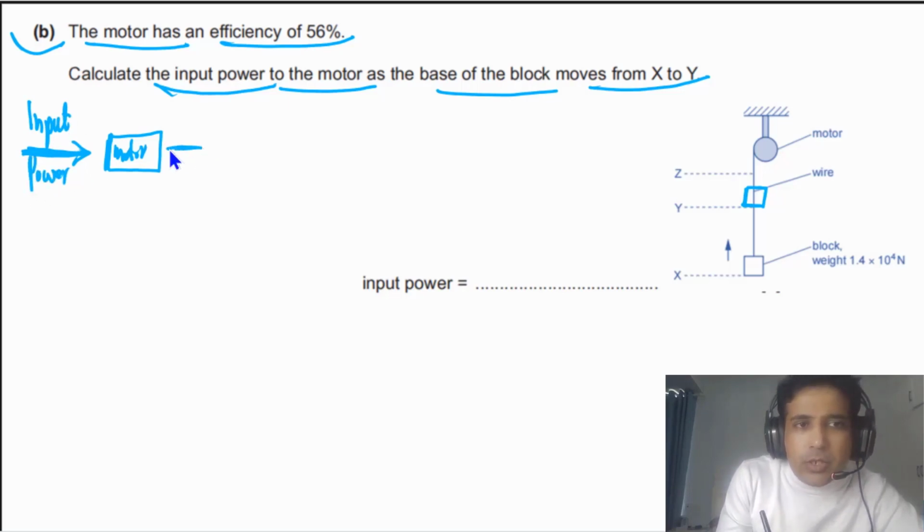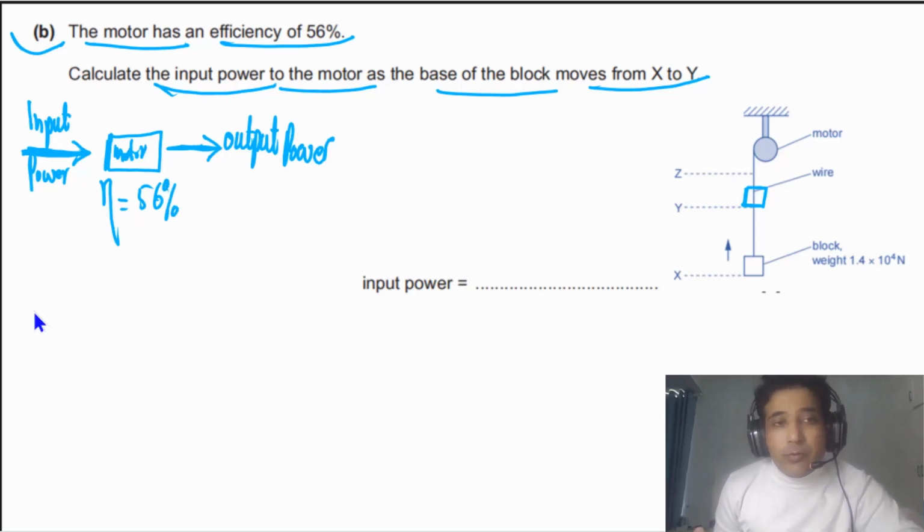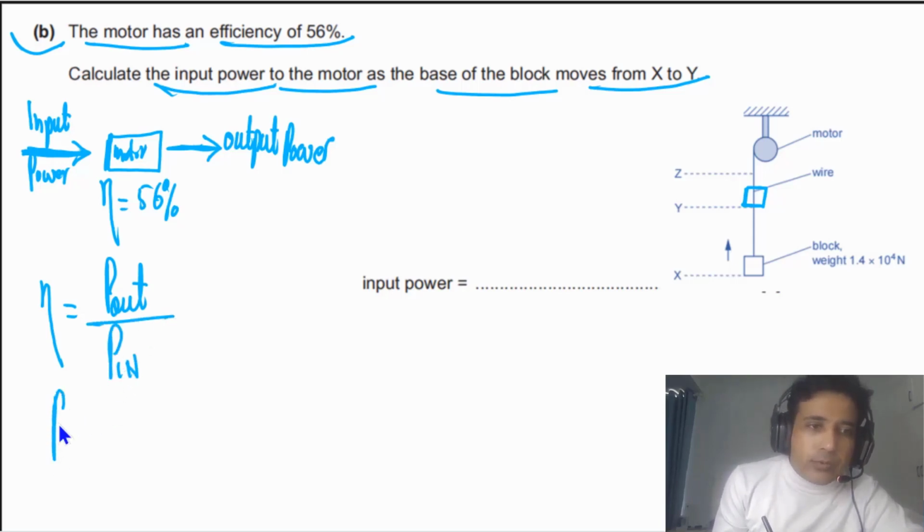And also we can draw an arrow here. So this arrow is representing output power. And efficiency of this motor is given to us. Efficiency of this motor is equal to 56%. Now we can write down efficiency. Efficiency will be equal to P out divided by P in, means the input power. And we need to calculate in this case P in. So P in simply is equal to P out divided by the efficiency of the motor.